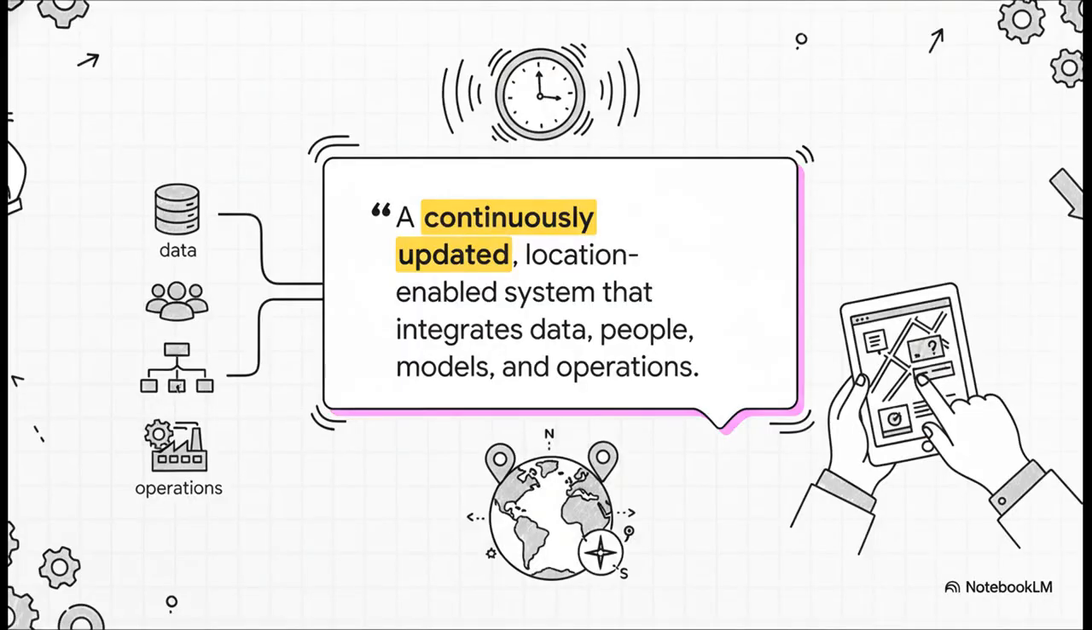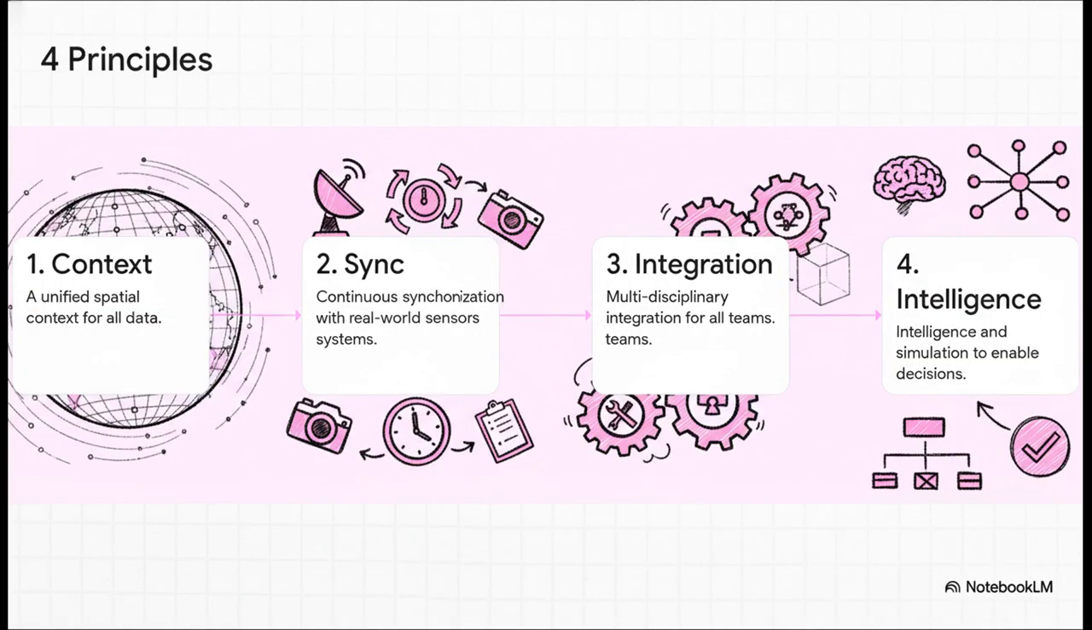And this definition really adds some important layers to that. I mean, check out those key phrases: continuously updated, location-enabled, and the idea that it integrates data, people, models, and operations. See, it's not just something you look at. It's a powerful system that you use to understand what's happening, predict what's going to happen, and make much, much better decisions. And really, this whole idea rests on four key pillars.